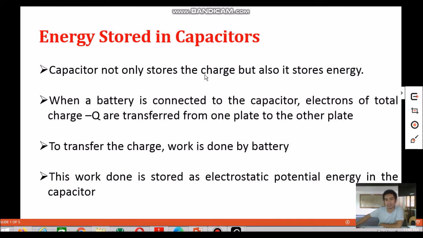Okay. But how to obtain the amount of energy stored in the capacitor? A capacitor not only stores the charge but also stores energy. So when a battery is connected to the capacitor, electrons of total charge negative Q are transferred from one plate to the other plate. So that's how you charge a capacitor. You need to connect it to a voltage source. To transfer the charge, work is done by the battery. And the work done is stored as electrostatic potential energy in the capacitor. So the amount of work done by the battery to move the electrons from one plate to the other plate is equivalent to the electrostatic potential energy in the capacitor.